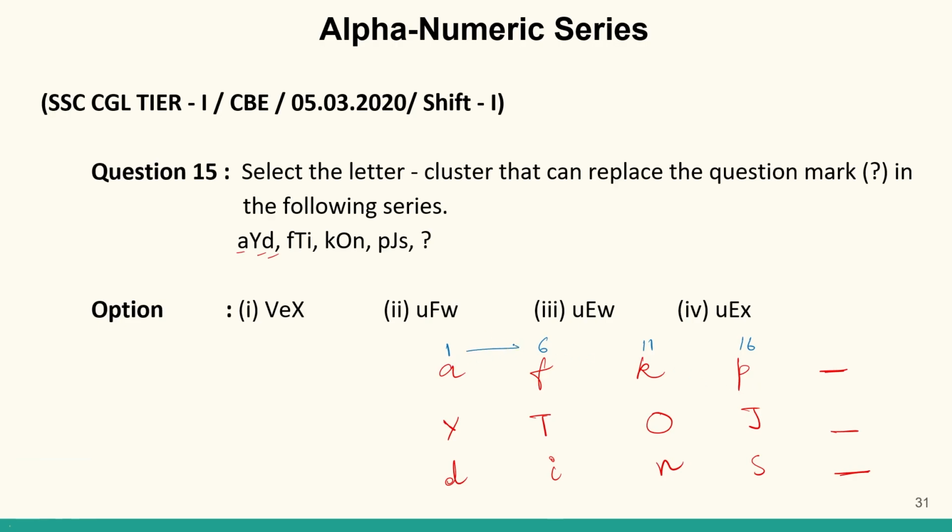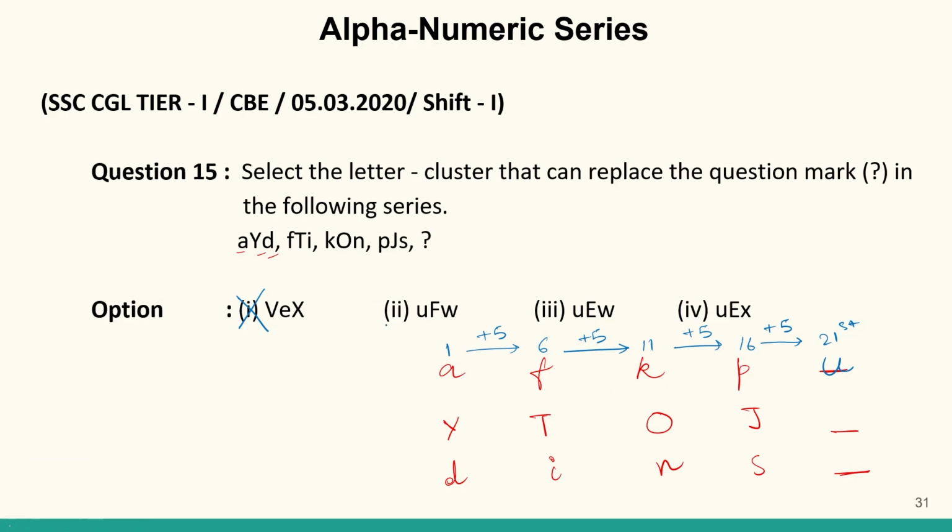I can see that there is an increment of 5 positions forward. Here also we are going 5 positions forward. Same here. So we'll go 5 positions forward. So if I go 5 positions forward, that will give us the 21st positioned letter, and that is U, small u. So our option will have small u. So I can eliminate this option straight away.